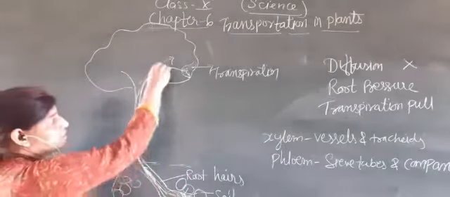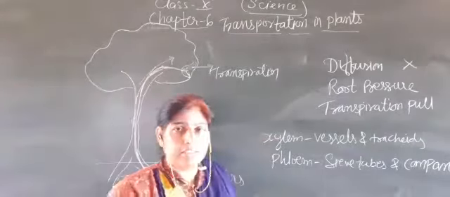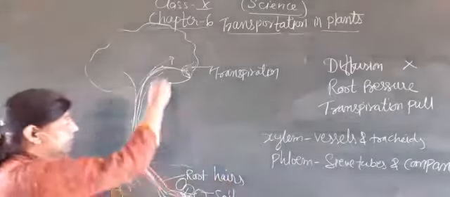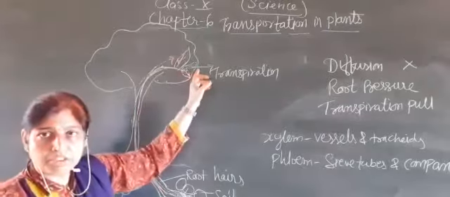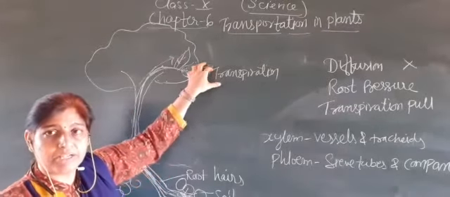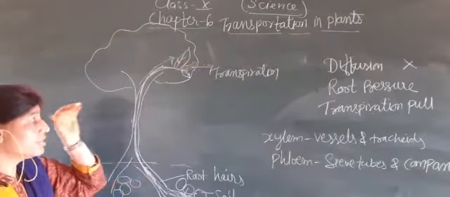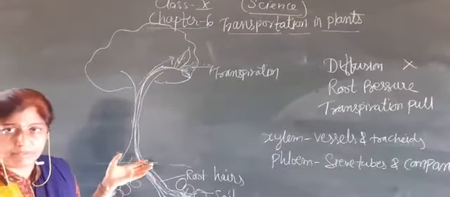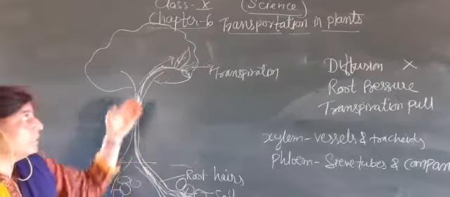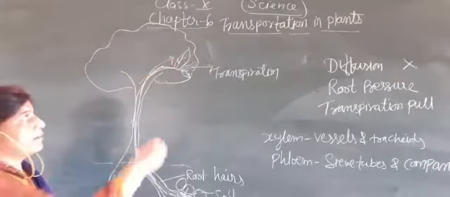Other material, like food material which is formed in the leaves by the process of photosynthesis, also has to be transported in the plant. Food material is sometimes transported from the leaves and sometimes from the roots and stems. This food material is transported by the phloem.